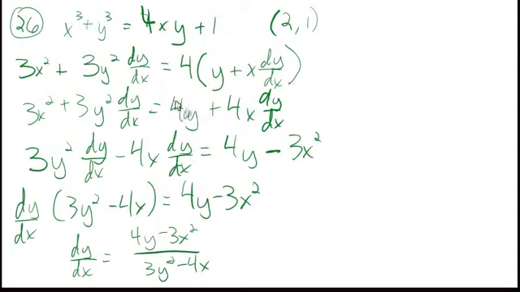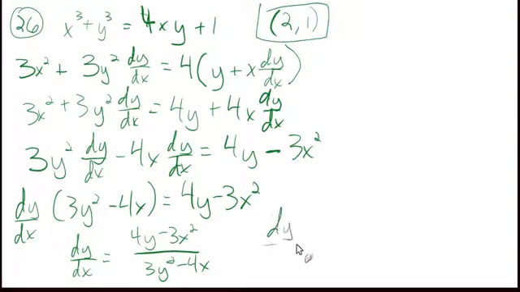I took the derivative of both sides with respect to x. Remember to apply the chain rule when I see a y, and the derivative of y with respect to x is dy/dx. Then I collect the dy/dx's together, factor out a dy/dx, and divide out what I don't want. And now the last part is, remember that they want the slope of the tangent line at this point. And that's just as simple as putting 2 and 1 in here in the appropriate places.